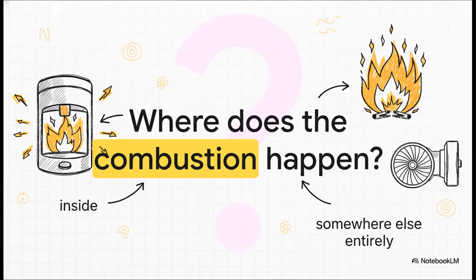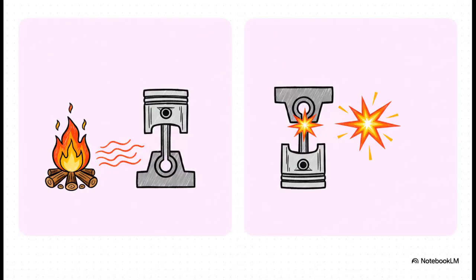And that one crucial question is this: where does the combustion happen? Is the fire that's generating all that heat burning inside the engine itself? Or is it happening somewhere else entirely, with the heat being piped in? And just like that, this single difference creates the two major families of heat engines that we see everywhere around us: external combustion and internal combustion.